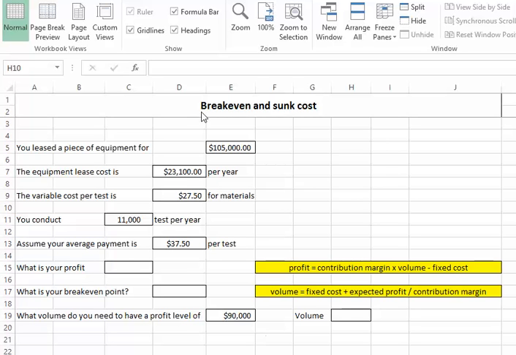In our discussion, we're going to be reviewing break-even and various forms of cost volume profit. But we're also going to introduce this concept of what we call sunk cost. Let's review some details related to this case.